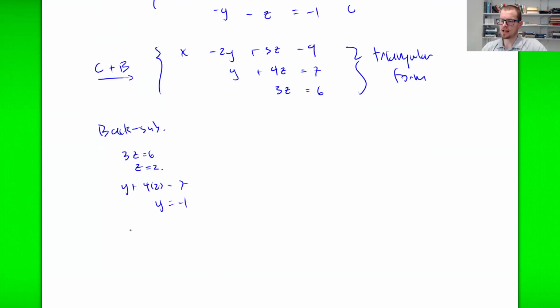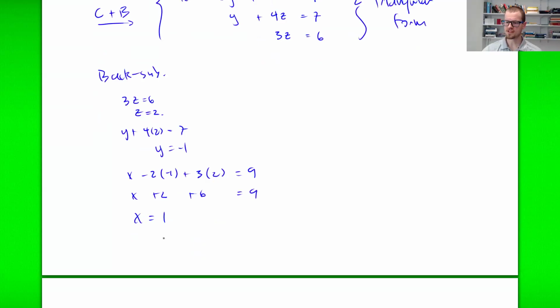And now I have x minus 2 times -1 plus 3 times 2 is equal to 9. So I have x plus 2 plus 6 is equal to 9. In this case, I can subtract 8 from both sides to find that x is equal to 1. This gives me the solution, x, y, z is equal to 1, -1, 2.